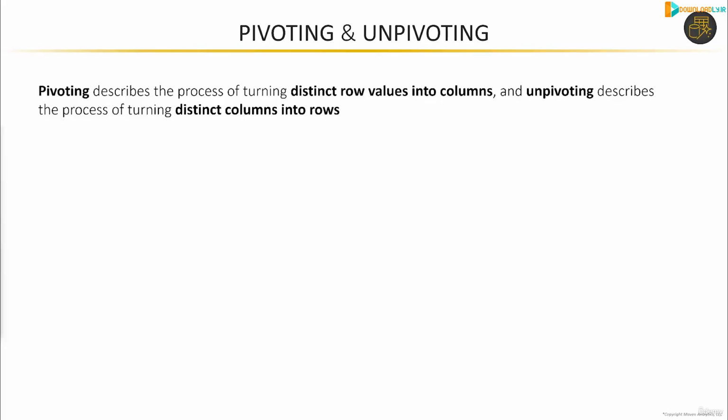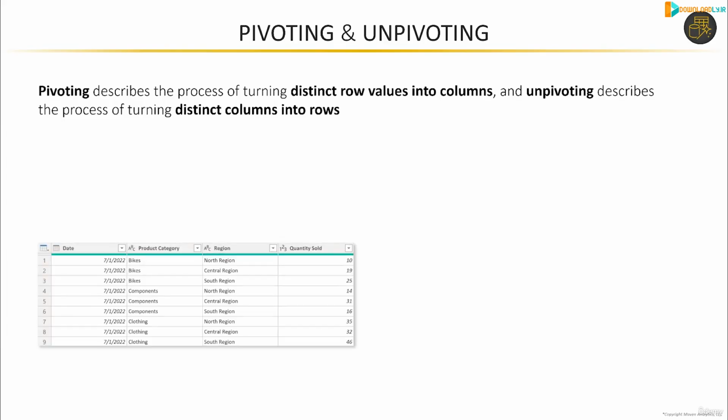So the way I describe it, pivoting is just a fancy way to describe the process of turning distinct row values into columns, which is called pivoting, or turning columns into rows, which is called unpivoting. Now, it sounds pretty simple on the surface, but it's actually a little bit tricky to get the hang of. Well, at least it was for me. And I'm a visual learner, and what I'm about to show you is what finally caused it to click for me.